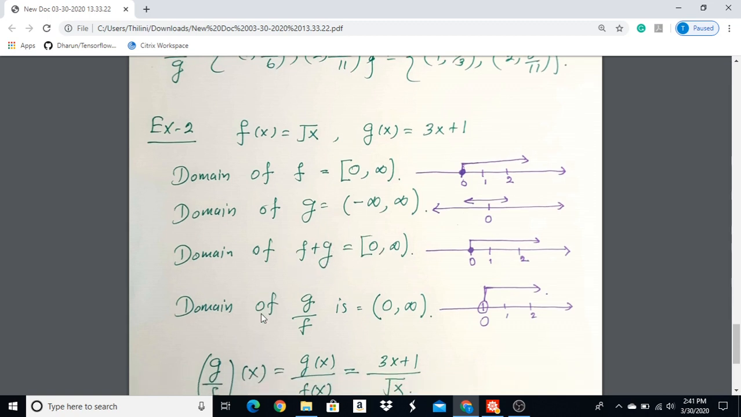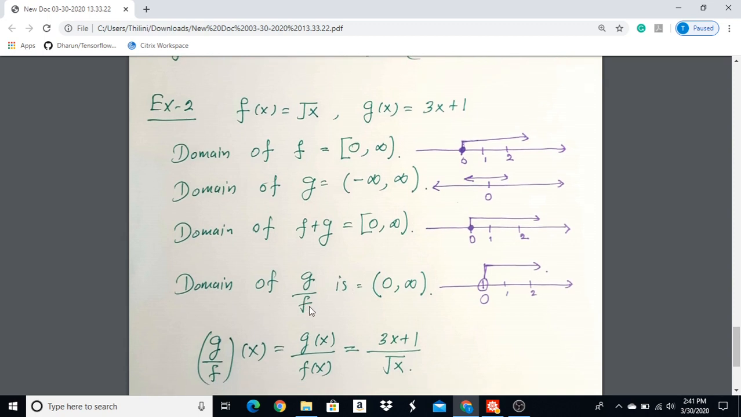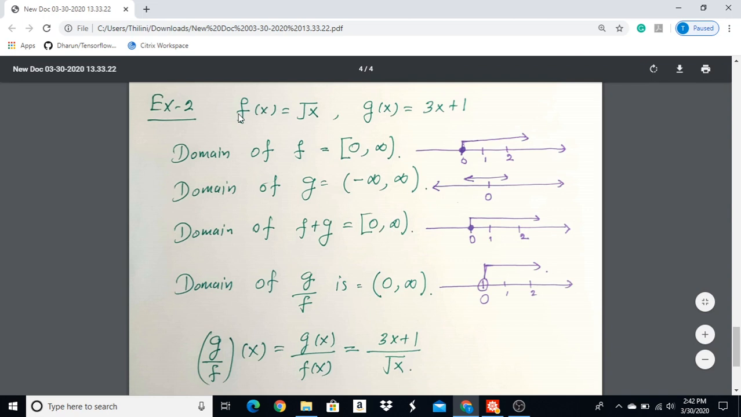And for the domain of g over f, we need to exclude any point where the f function becomes 0 from this intersection. We know that if you plug 0 into the f function, it becomes 0, and that is in the denominator. So we have to exclude the point 0, and the f function never becomes 0 for any positive value. So 0 is the only point that we need to exclude from this intersection, and then we get the domain for the g over f function.